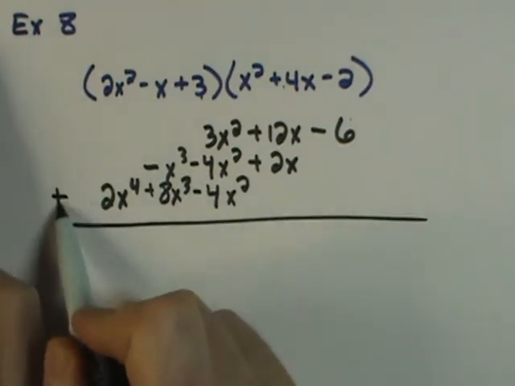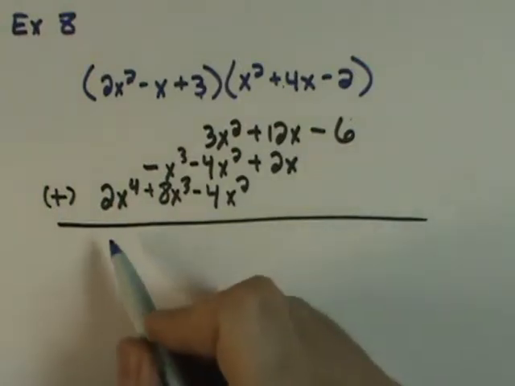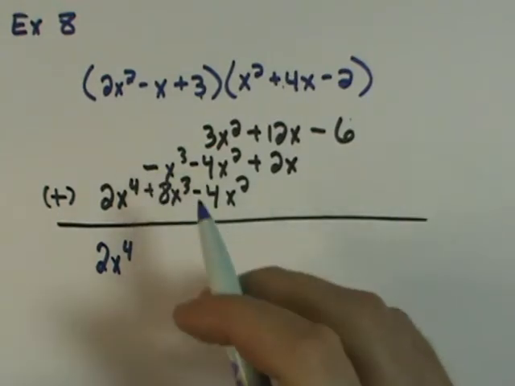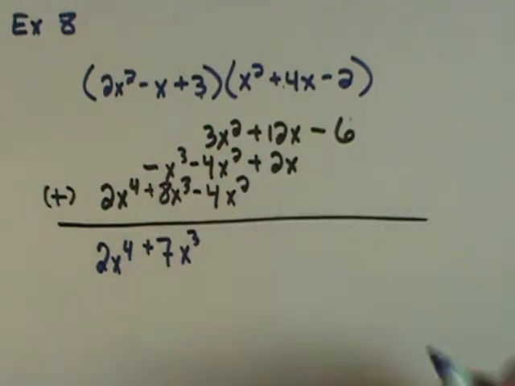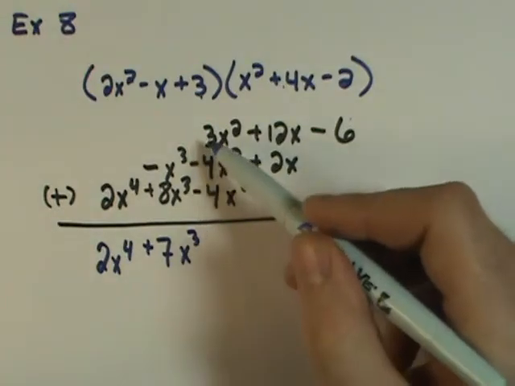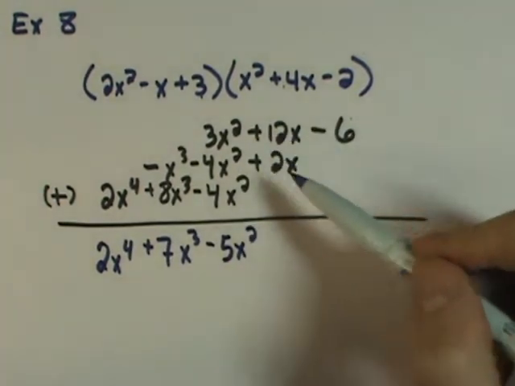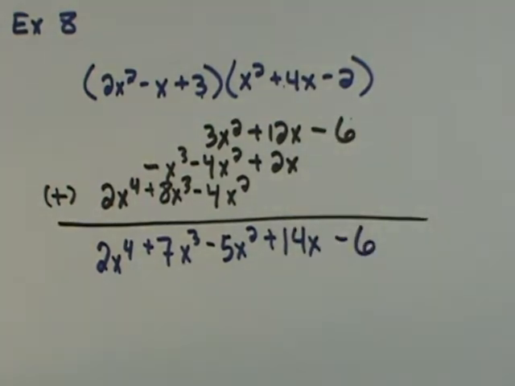Put a line down here. I know that I need to add these terms up. And so as I add the terms up, this simply becomes a 2x to the 4th. Second set here, negative 1 plus 8 would be plus 7, x cubed. Remember, when you're adding terms, the labels don't change. A negative 4 and a negative 8... a negative 8 plus 3 would be negative 5, x squared. And of course, 2 and 12 would simply be 14x. And this negative 6 comes down. Final answer, 2x to the 4th plus 7x cubed minus 5x squared plus 14x minus 6.